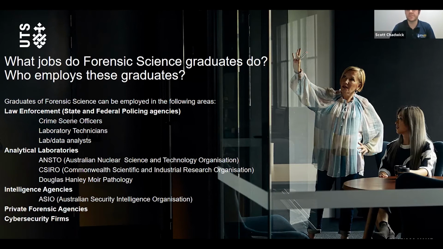Because we have a focus on forensic intelligence, the intelligence agencies in different countries as well, we find that our forensic scientists are a natural fit for those sorts of intelligence organisations. There are two other areas: private forensic agencies and also cybersecurity firms. In particular, those digital forensic graduates would be looking into those cybersecurity firms.